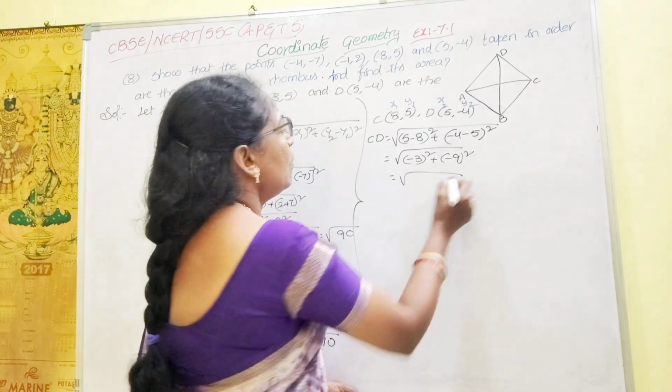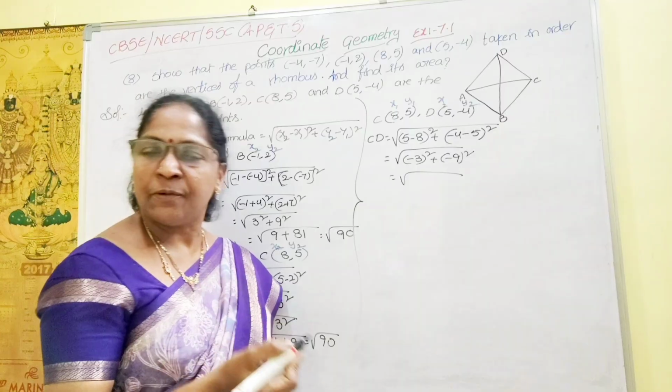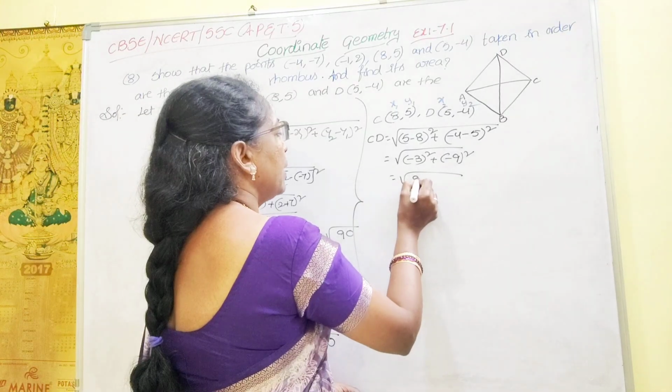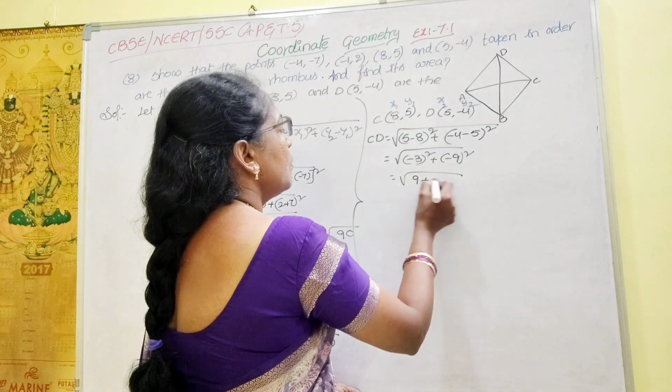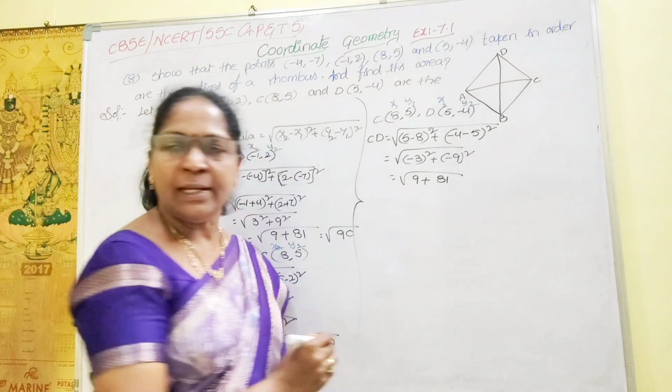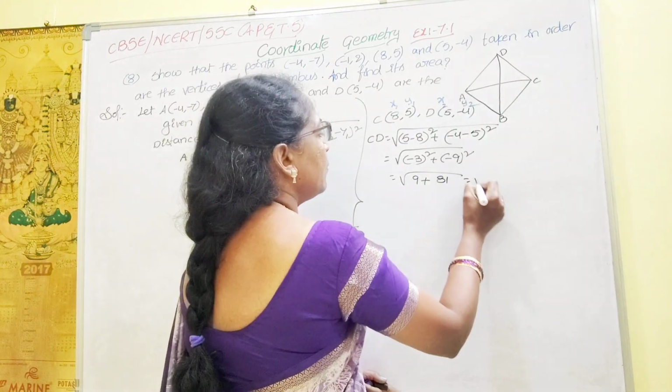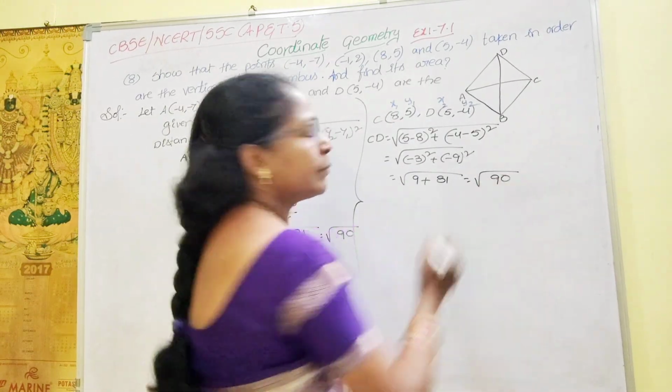That equals the square root of (-3) whole square, equal to how much? 9 plus (-9) whole square equals 81. That equals the square root of 90.